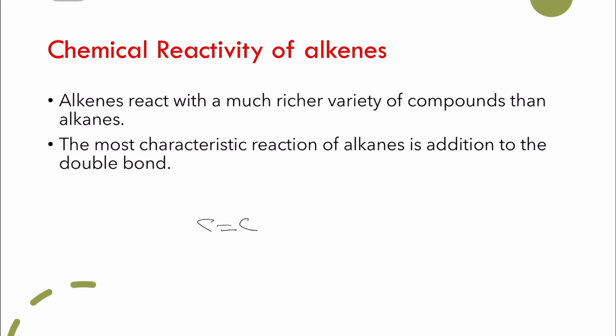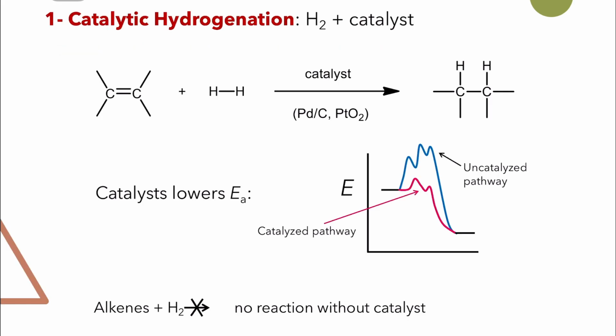The most characteristic reaction of alkenes is the addition to the double bond. The first type of addition to the double bond is catalytic hydrogenation. Hydrogenation here means addition of hydrogen. The hydrogen will be added to the two carbons that have the double bond. So when you add hydrogen to the double bond, you will end up with a saturated hydrocarbon, an alkane.